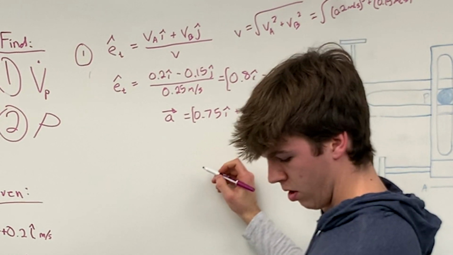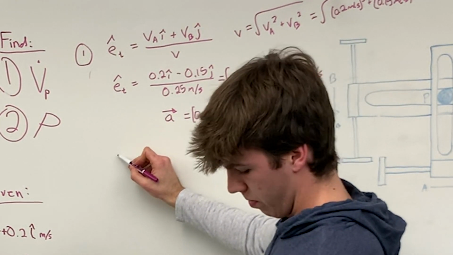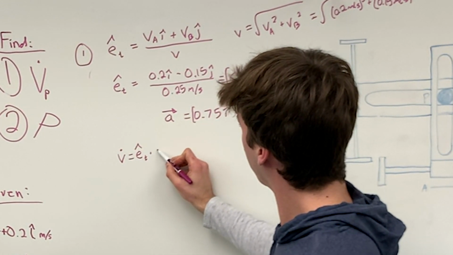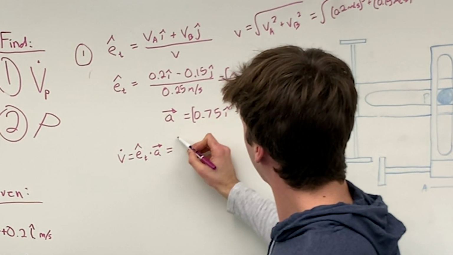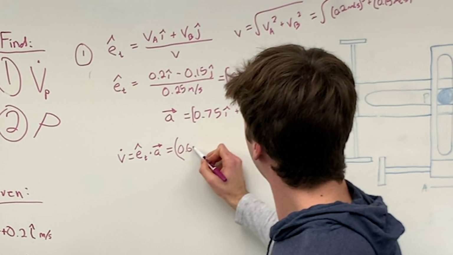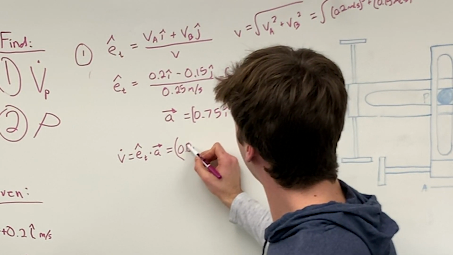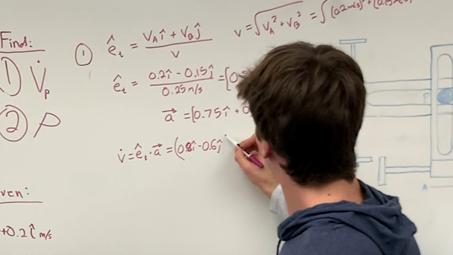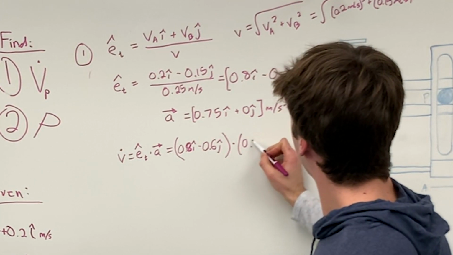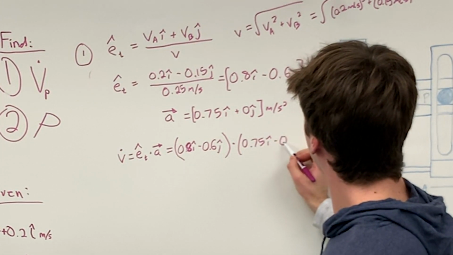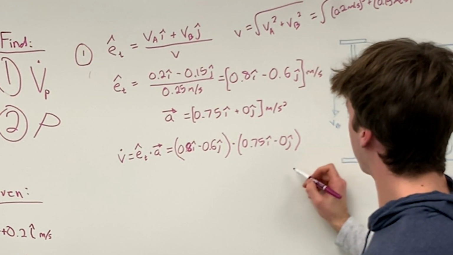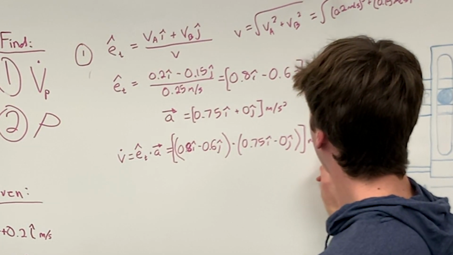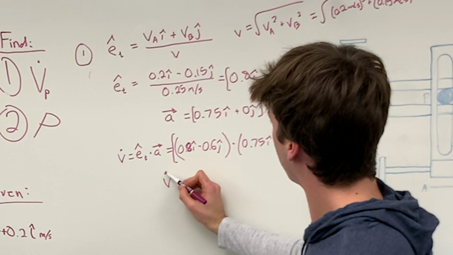So now we can finally plug all that into the equation. V dot is equal to ET hat dotted with the acceleration vector. Once you plug in your numbers there, you end up with 0.8 I hat subtract 0.6 J hat, dotted with 0.75 I hat subtract 0 J hat. And the units on this are going to be meters per second squared. So after you plug everything in and do your math, you end up with V dot equals 0.6 meters per second squared.